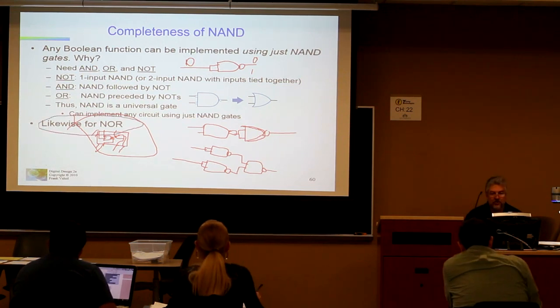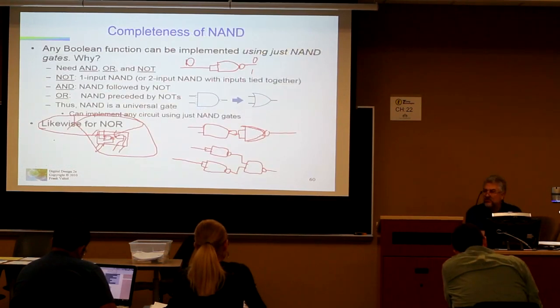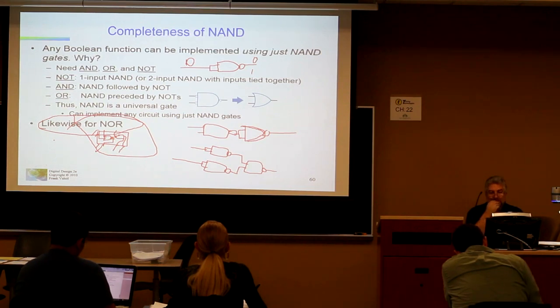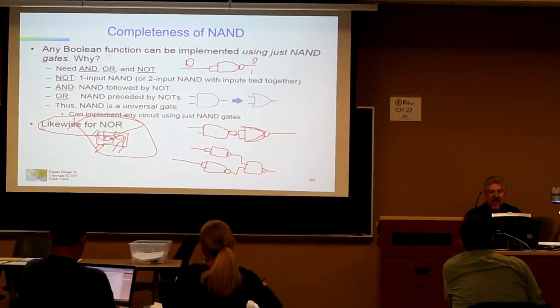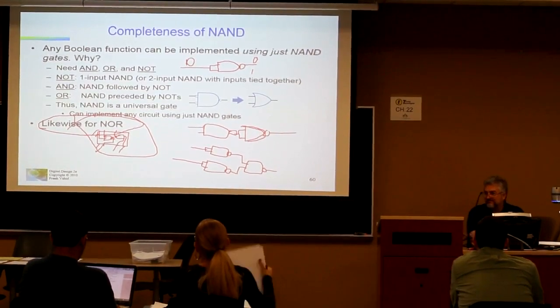Likewise for NOR. In fact, let's do this. Turn to your neighbor and create a NOT gate, an AND gate, and an OR gate using only NOR gates.